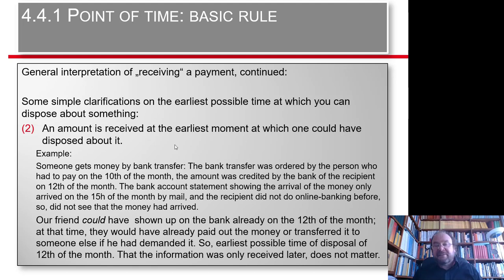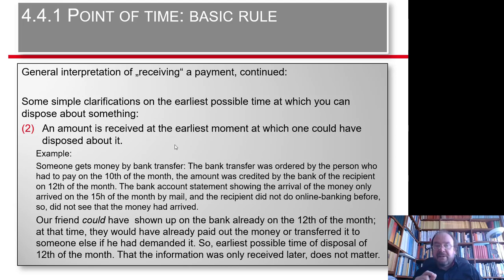Naturally, an amount is received at the earliest moment when you can dispose of it. So when you get money by bank transfer, and the transfer is ordered by your business partner on the 10th of the month, you cannot yet dispose of it because your bank has not got the money yet. Now, the money is credited by the bank to your account on the 12th of the month, but you only get the information when you draw the next bank account statement on the 15th.